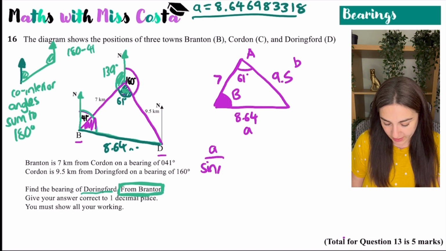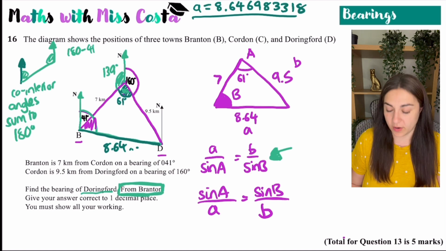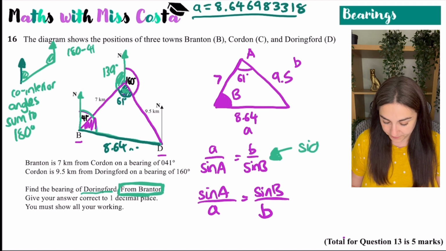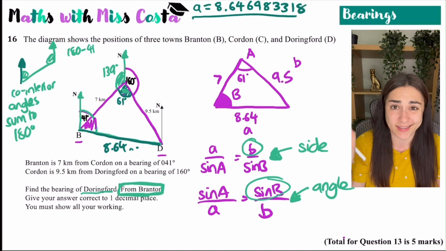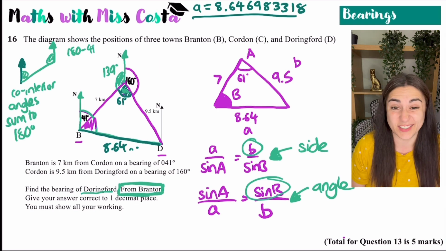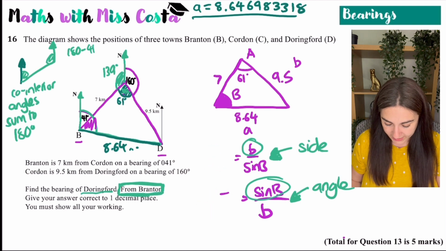You can either write A over sine A equals B over sine B, or it can be sine A over A equals sine B over B. Now this option, and once again these are on your formula sheet, is best if you are finding a side, and this option is best if you are finding an angle. The reason is you essentially want whatever you're finding to be the numerator of the fraction, because then it's less rearranging. But you can actually use either, it's just a bit more rearranging. It's just a helpful hint to know.